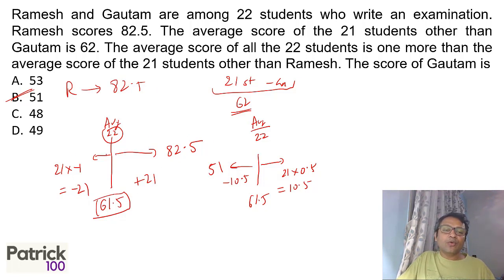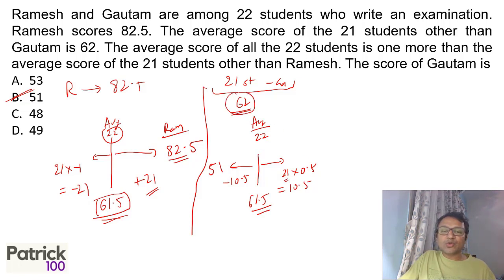Around the average total is 0. So if 21 students are -21 as compared to average, which means Ramesh is +21 as compared to average. So average becomes Ramesh's score minus 21, which is 61.5. So when you take Gautam, average will remain the same, 61.5, from which 21 students are 0.5 more as compared to average, because 62 is the average if you leave out Gautam. This is Gautam. So they are 0.5 more than the average or 10.5 more in total, which means Gautam is 10.5 less than the average. So 61.5 minus 10.5, 51.